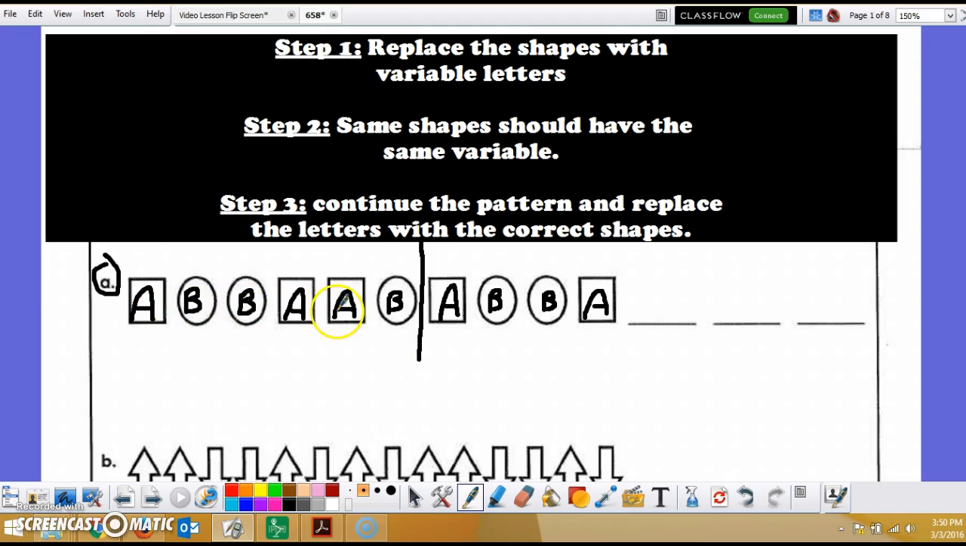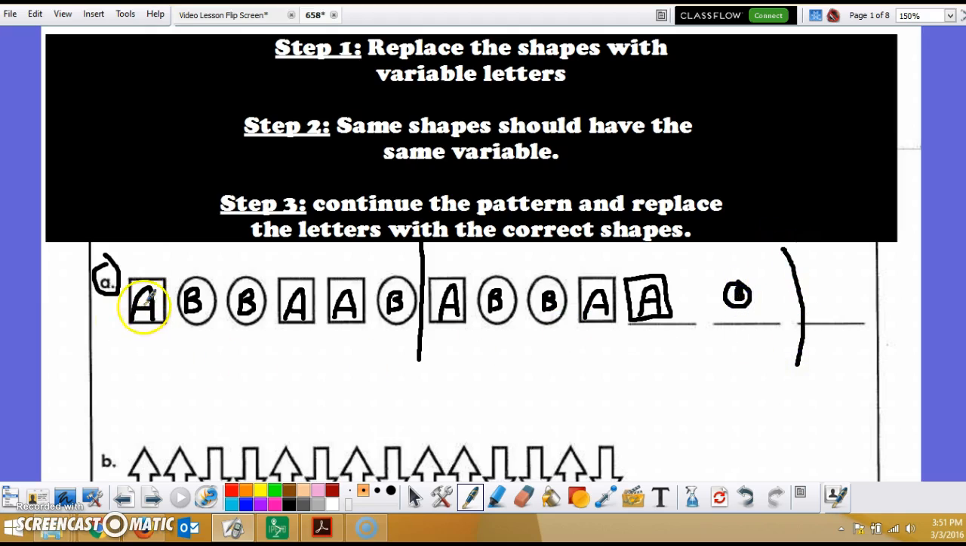A, double B, double A, B. A, double B, and then if I start an A here, I know that it's going to be double A because that was the pattern before. A, double B, double A. So this A is going to turn into a rectangle. A, double B, double A, and then it was a B. So this should be a circle, and then the pattern is going to start all over again.